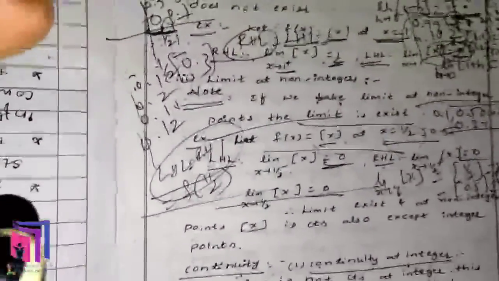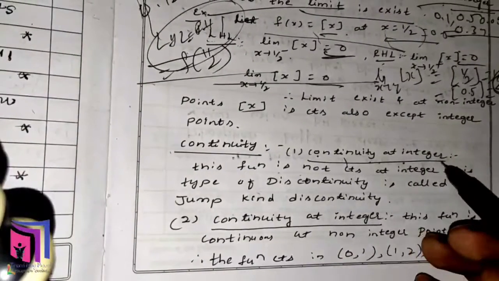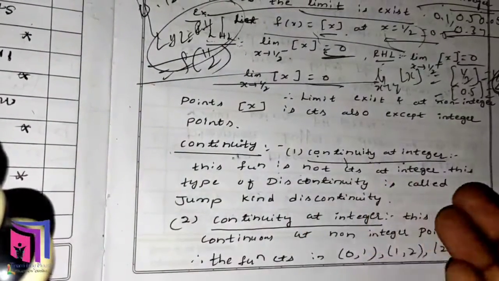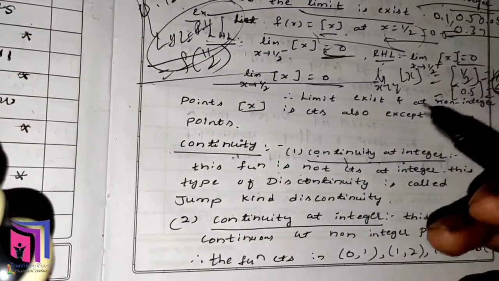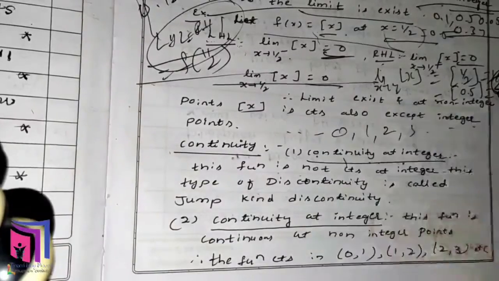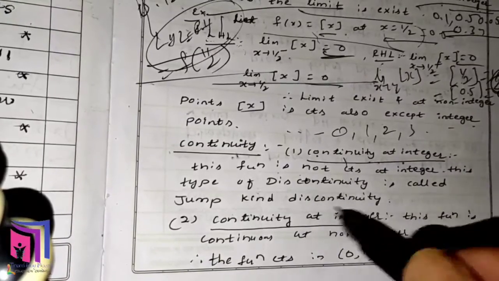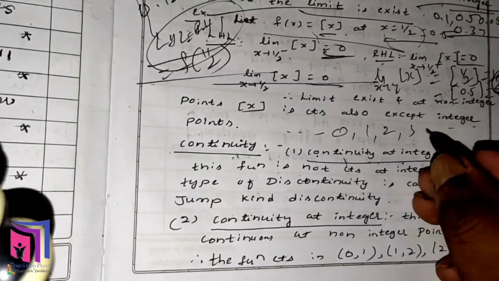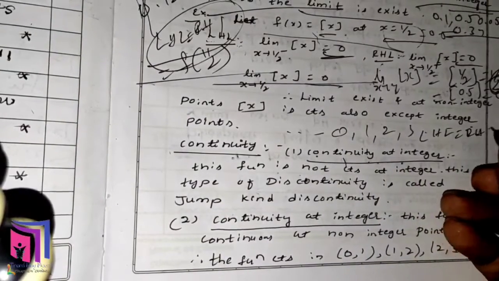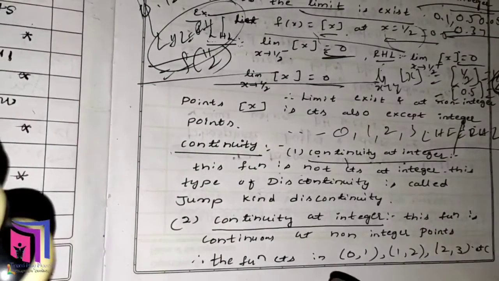This is the overall concept of continuity. This function is not continuous at integers. At all integer points 0, 1, 2, 3, the given function is not continuous. This type of discontinuity is called jump kind discontinuity. Jump kind discontinuity means the left hand limit and right hand limit exist, but both are not equal. This type of discontinuity we call a jump discontinuity.